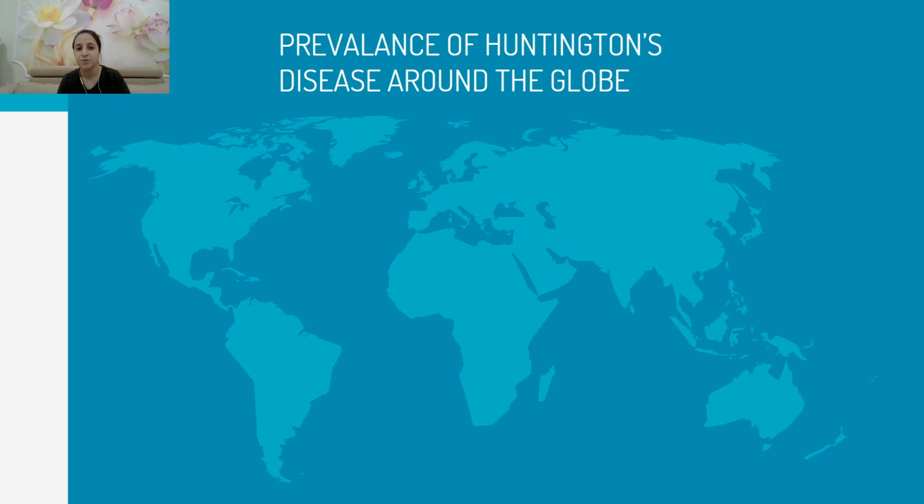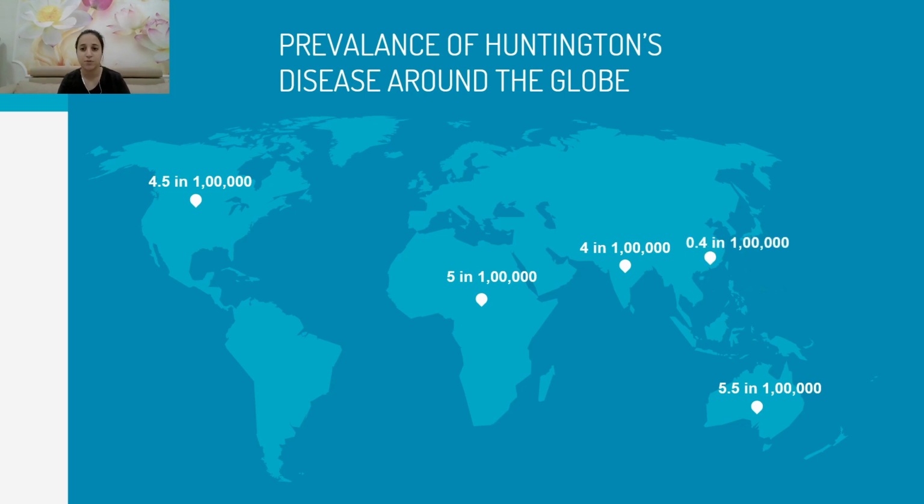Let's also look at the worldwide prevalence of HD around the globe as well. So across most of the continents, you would observe that there are approximately 4.5 to 5.5 cases of HD per 1 lakh people. But in East Asia, you would observe that in most of the countries, you would find approximately 0.4 cases of HD per 1 lakh people. So it's as low in East Asia and it's very high in South America. And here you would observe approximately 700 cases per 1 lakh people.